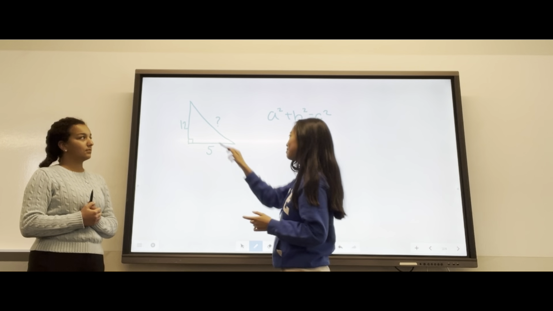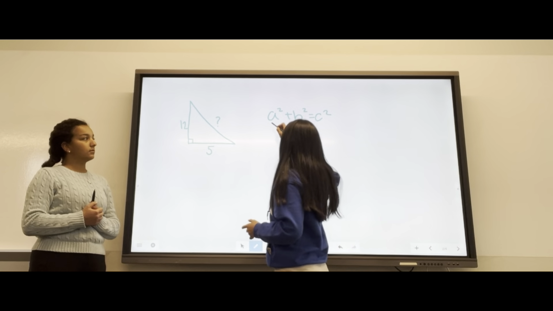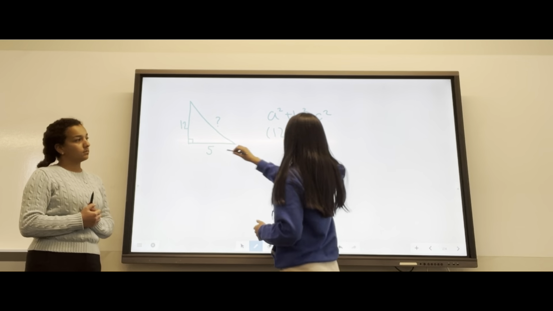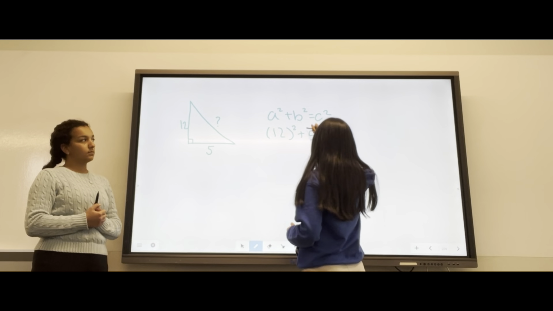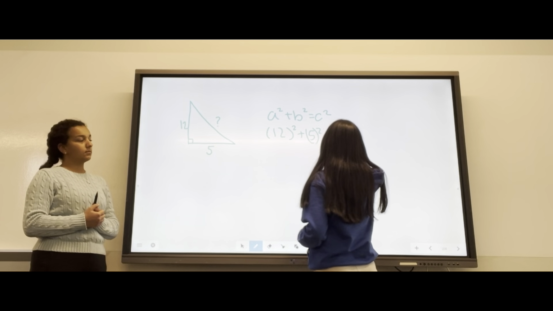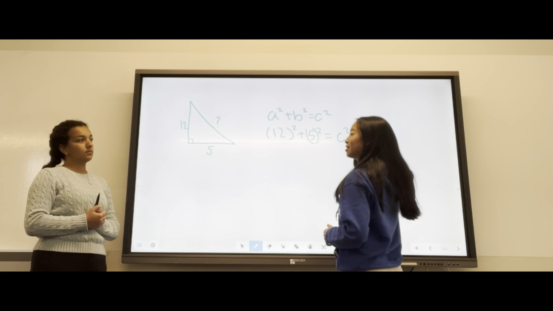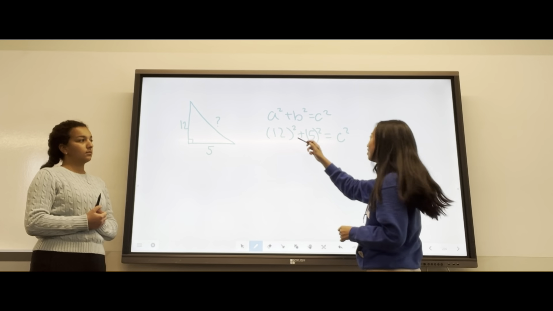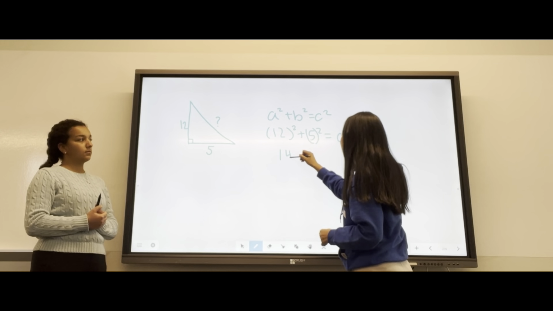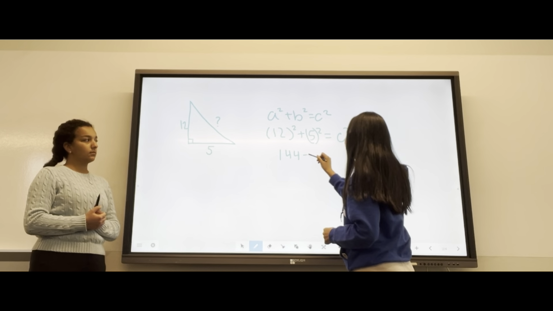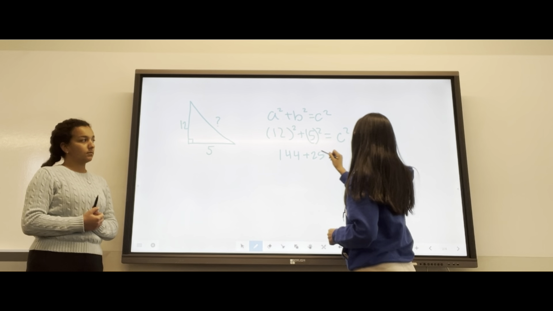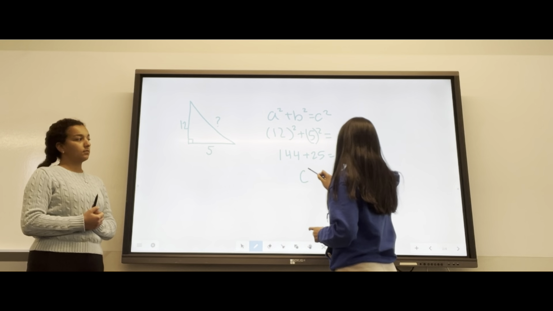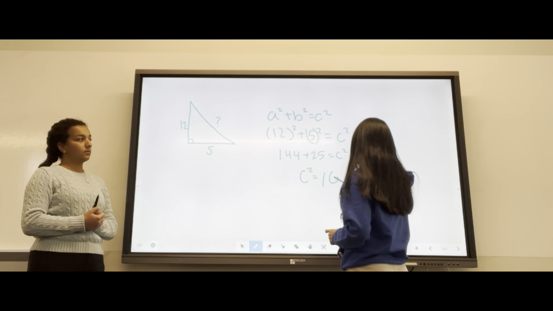So we can substitute anything in for A and B. Let's say that A is 12. So 12 squared plus 5 squared is equal to C squared, and that is the value we are trying to find. So we can expand this out. 12 squared is 144, and 5 squared is 25, equals C squared. And then you add these, so C squared equals 169.